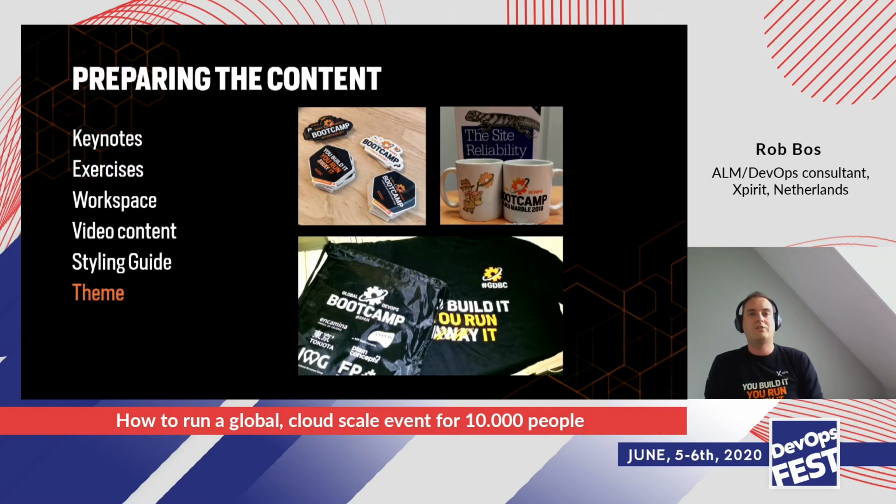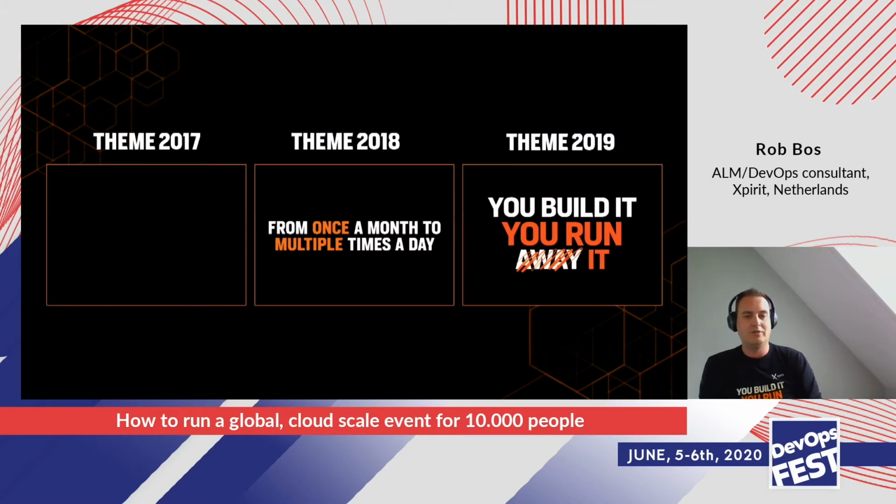And then we started working with a theme. When we started in 2017, there was just an idea, let's start a Global DevOps Bootcamp. So we didn't have a theme, it was just the Global DevOps Bootcamp. In 2018, we moved over to actually adding a theme to do all the swag creation with, for example, and make sure that that comes back on our website. And the theme was from once a month, multiple times a day. So that is where we learned how to automate your deployments. And in 2019, it was you build it, you run away, or you should actually run it.